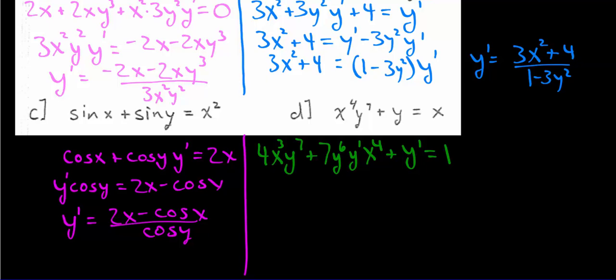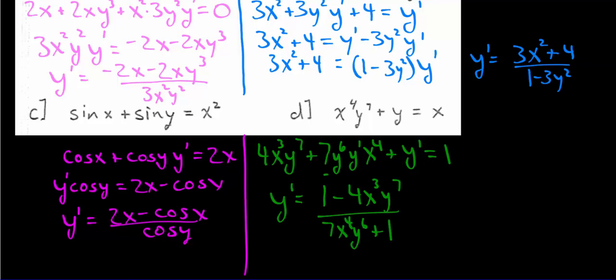Now, solving for y prime, I get y prime is equal to 1 minus 4x cubed y to the seventh divided by 7x to the fourth, y to the sixth plus 1. See, don't forget, when you're factoring the y prime out of this, there's a 1 here. So don't forget, that's a mistake sometimes people make.